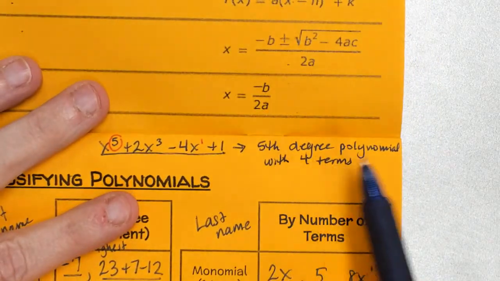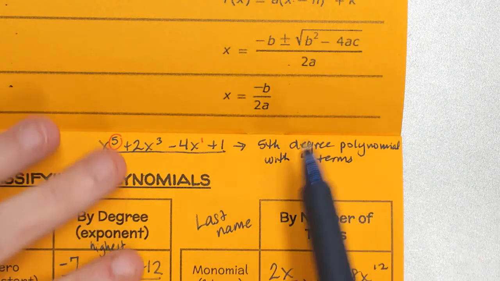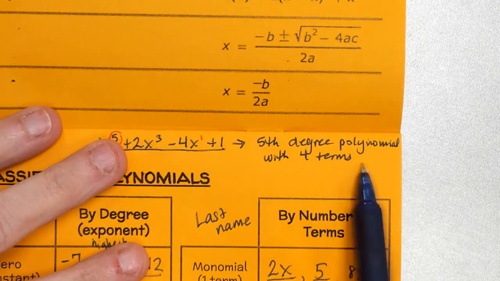But I'm not going to say 5th degree polynomial with 4 terms. That's just crazy, right? Like, that's just extra. Why would I write that twice? And it doesn't even sound right. So it's a 5th degree polynomial with 4 terms.